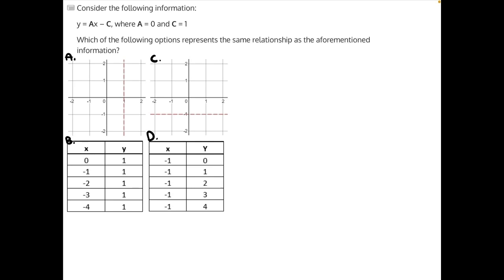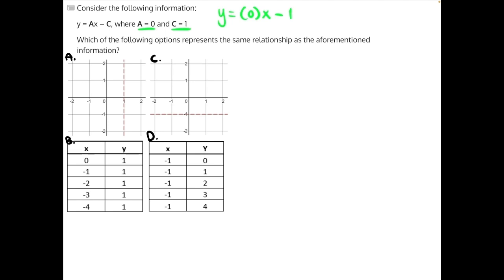Consider the following information. Which of the following options represents the same relationship as the aforementioned information? To solve this question, let's start by substituting these values in for a and c and figuring out what our equation is supposed to be. We have y is equal to a, which we know is 0, times x minus c, which we know is 1.